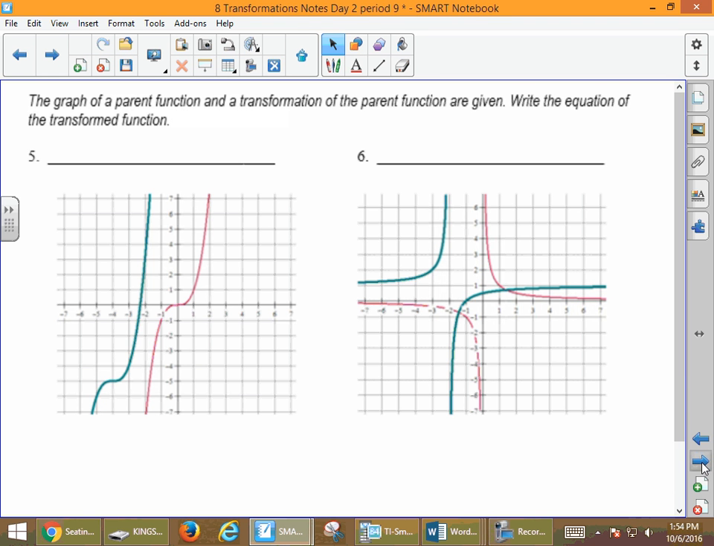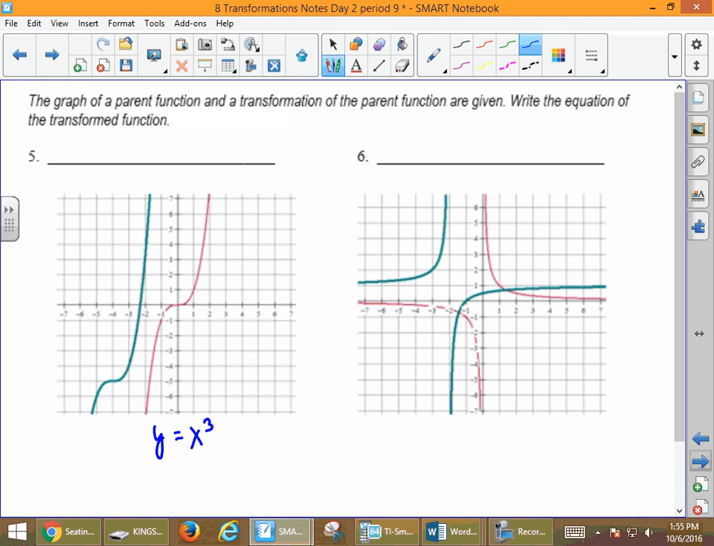It says the graph of a parent function and transformation of the parent function are given. Write the equation of the transform function. What I found helpful, and I don't have space here to do it, is out to the side I wrote down what the transformations were. But we also need to identify the parent function in problem number 5. It's going to be x cubed, so we need to know that. So I just write somewhere around my graph that it's x cubed.